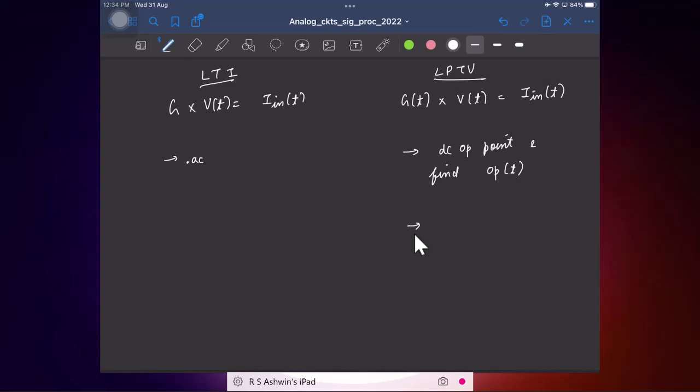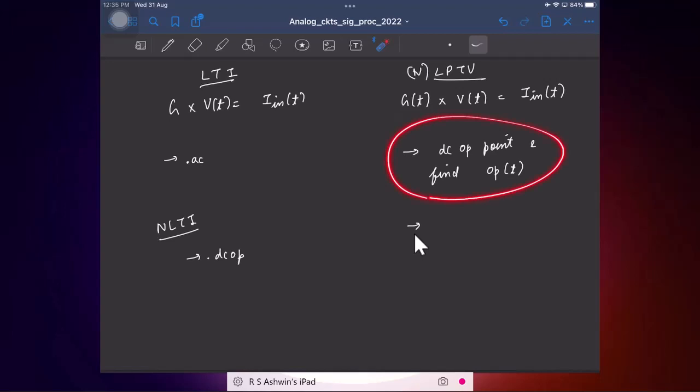And of course, if you have a nonlinear time invariant circuit, you need to run a DC op, and same for this also, right? Even if you had a nonlinear LPTV or a nonlinear periodically time varying network, you first have to run a DC operating point and find how this operating point varies periodically with time, and then you can linearize and then do the rest of it. Is that clear? So you can say run.